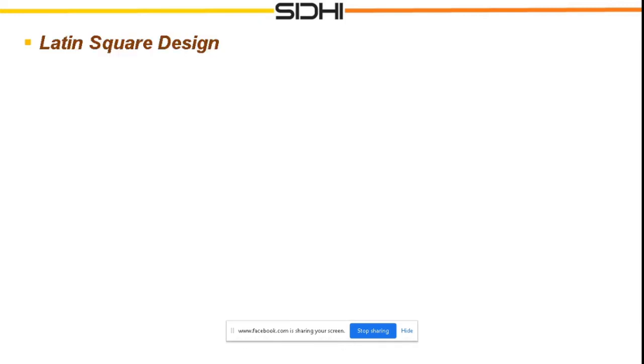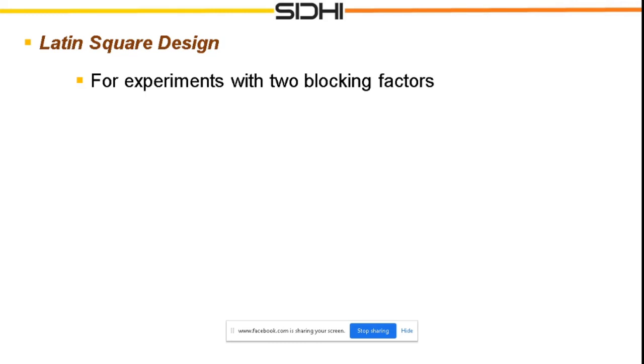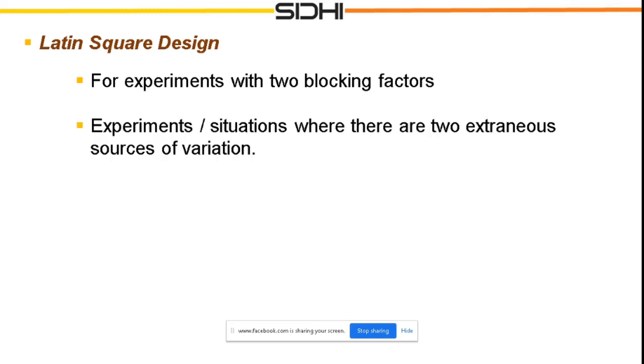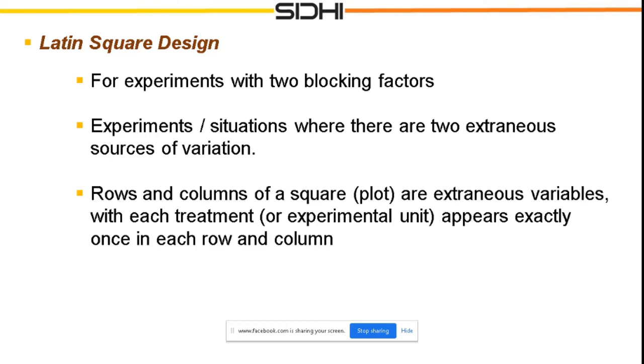Next, you have your Latin square. So again, this is for experiments with 2 blocking factors. So you have 2 different sources of variation here, which is in one experimental field. So your experiments or your situations where there are 2 extraneous sources of variation. Okay, so you will have a row and a column here, which will have to be in a square plot. Okay, and wherein your treatments and experimental unit should appear exactly once in each row and column.